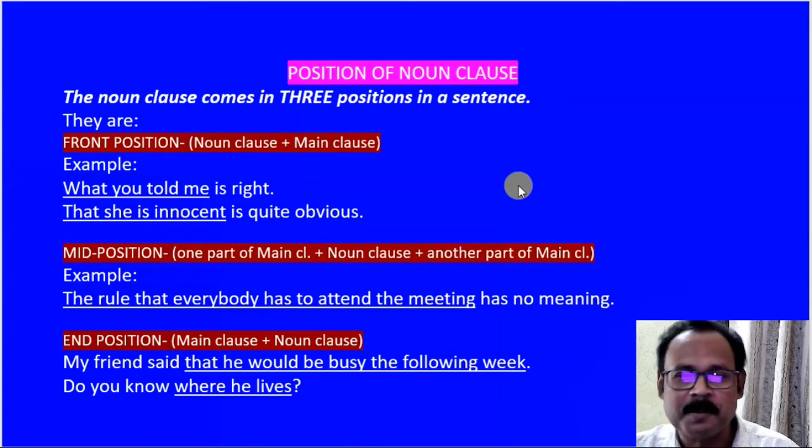Noun clause comes in three positions in a sentence. They are the front position, the mid position, and the end position.